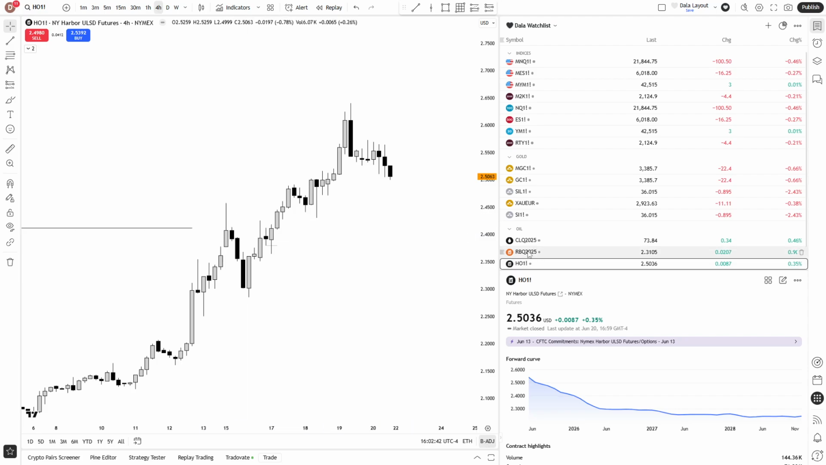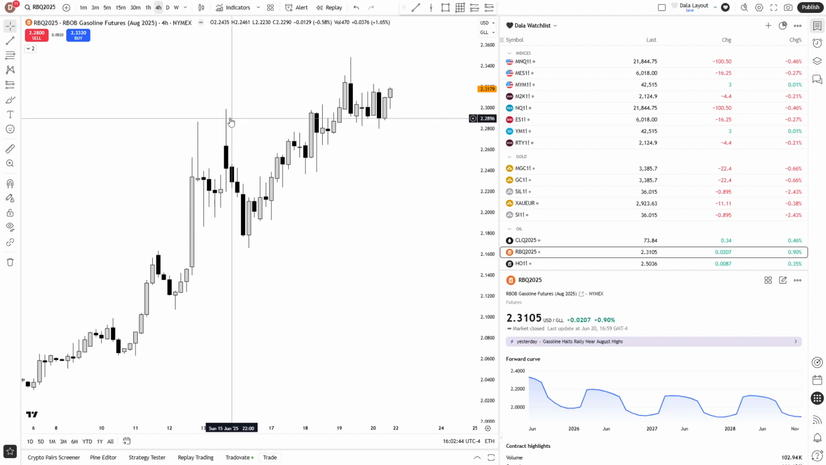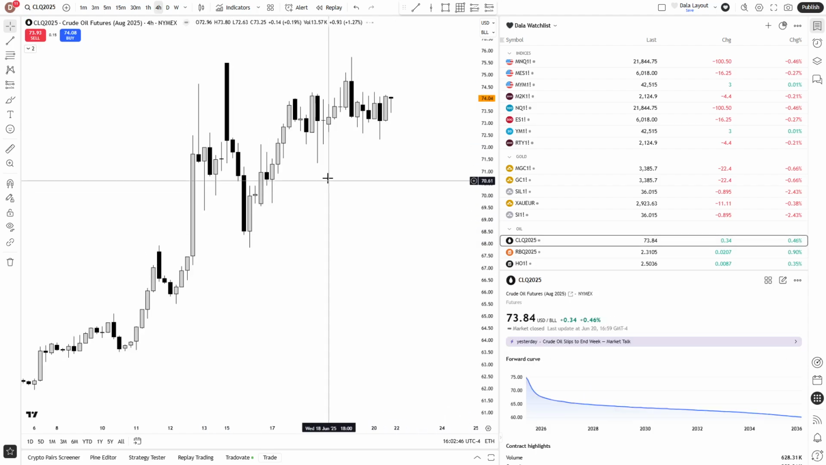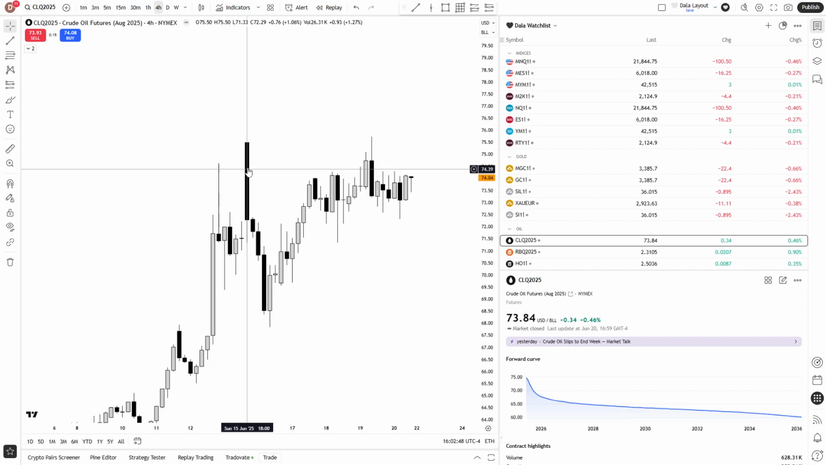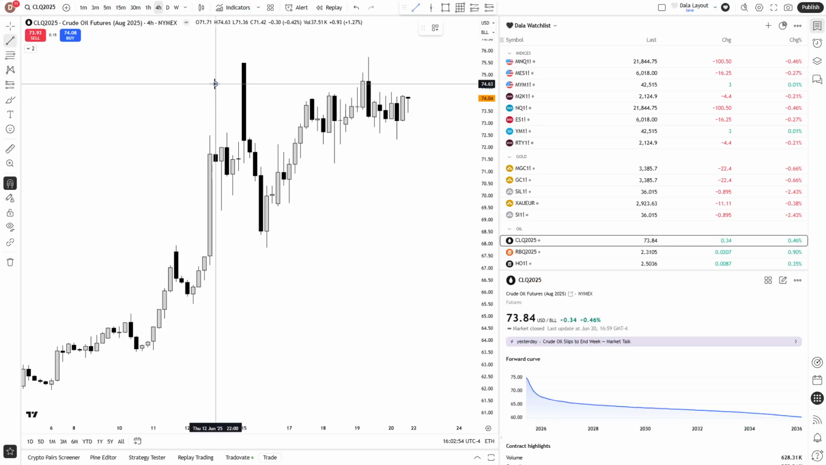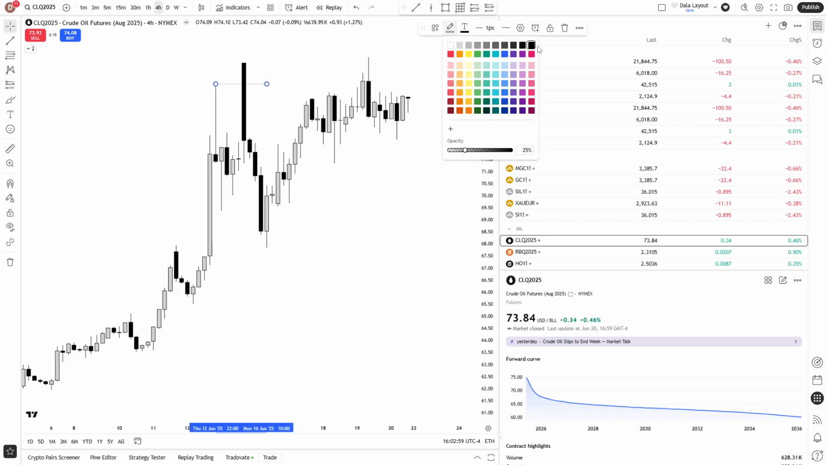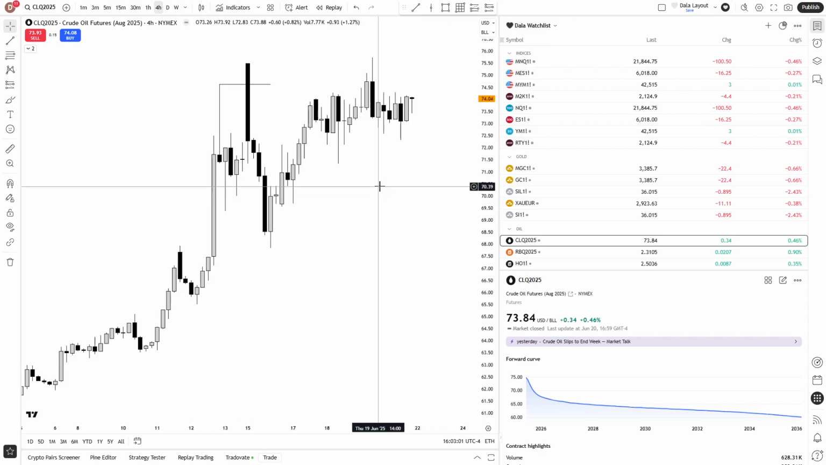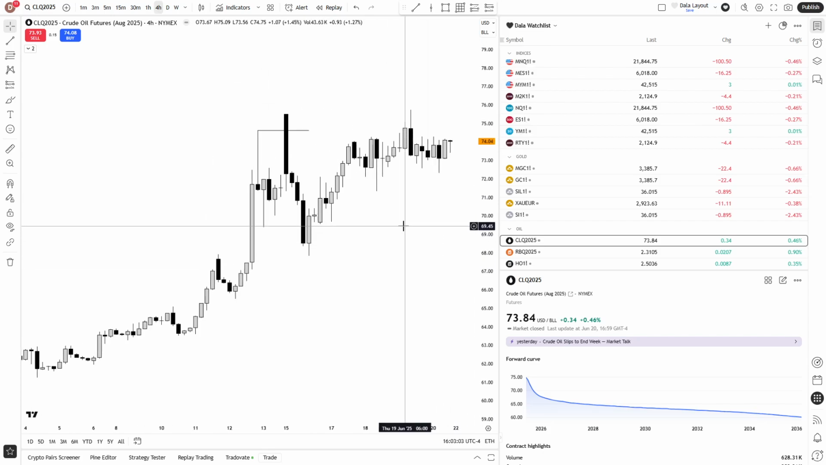So if you compare HO to RB, it is obviously more significant right here, and the most significant is CL, right, where we have this big gapping higher right here. So what we see is that we basically gap higher, we take out this high, and then we're coming back inside the range. Now what I want you guys to focus on is relevant key swings or significant levels we want to actually continue off.